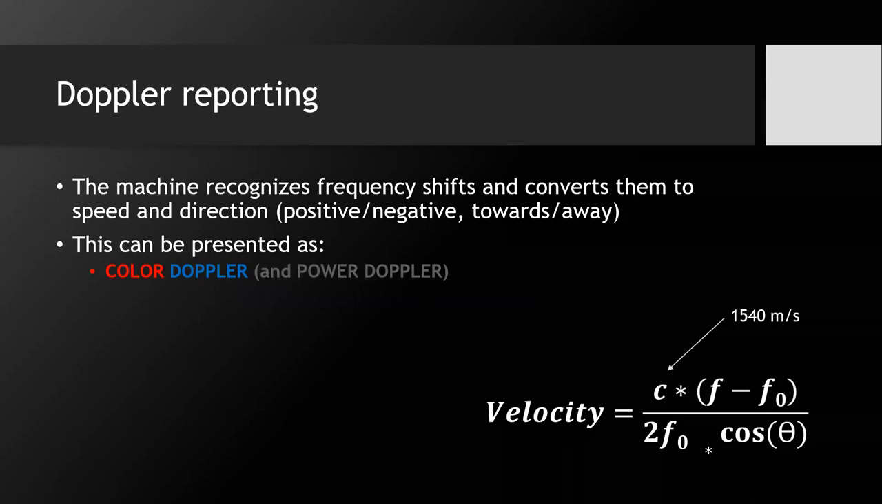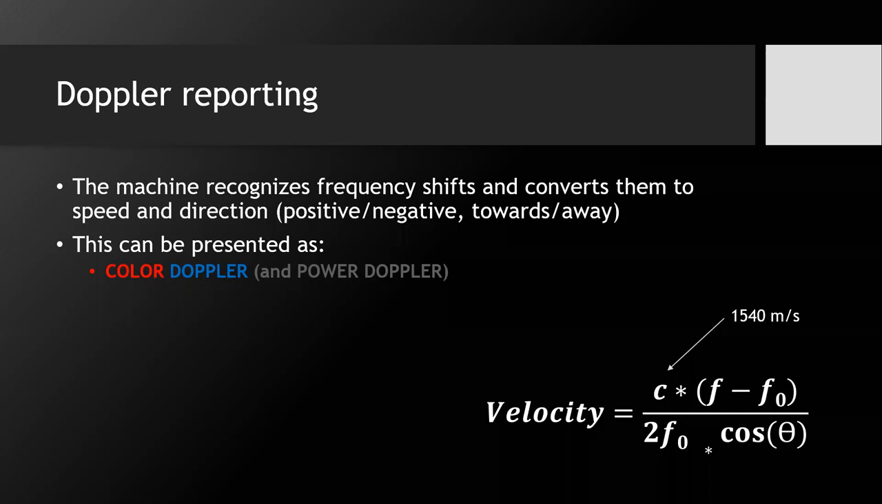And this is what's behind the machine when you're seeing color Doppler. It's doing all these fancy calculations in the background and generating a picture for you. Blue away, red towards. So if the flow is blue, that's any flow going away from the probe. If it's going towards the probe, it's going to be red. And it shows it to you as sort of a picture.